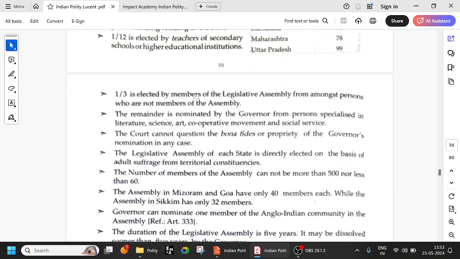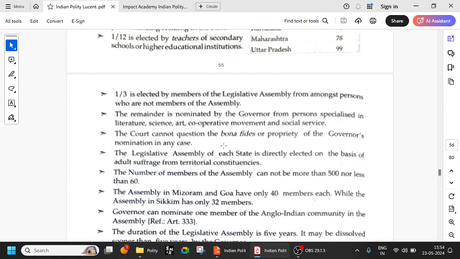And one third is from MLAs. The remainder is nominated by the governor from persons specialized in science, art, cooperative movement, and social service. So this is important, cooperative movement. Cooperatives are very important from the state government point of view, right? All the cooperative banks have significant funding from the state governments. That's why you have science, art, social service, and cooperative movement also. The court cannot question the bona fides or propriety of the governor's nomination in any case. So this 1/6 of the members which the governor nominates, the courts cannot question.